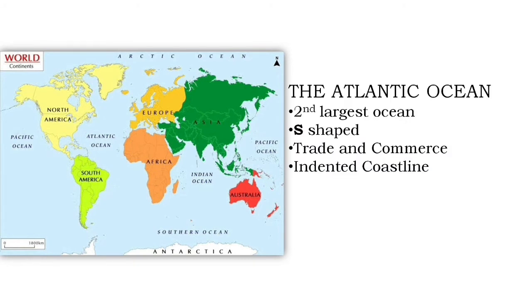Number 2, we have the Atlantic Ocean. The Atlantic Ocean is the second largest ocean. It is S-shaped. It is also one of the major sources of trade and commerce. The coastline of the Atlantic Ocean is irregular and indented, providing ideal locations for natural harbors and ports.